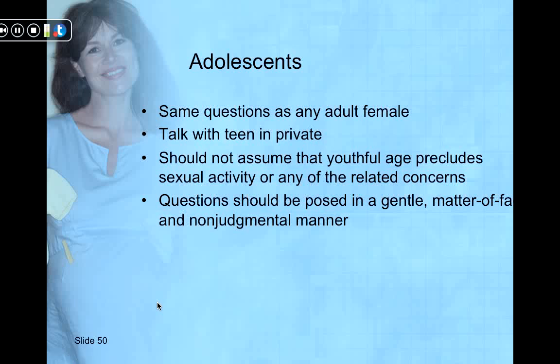Adolescents, you ask the same questions as you would any adult female. If you can talk with the teen in private, please do. There are a lot of times that teens will be open and honest with you, but if their mom and dad are in the room, they may be less open with you. A lot of times I find, even if the children are minors, the parents are okay. They want to get care for the teen. They're okay with them talking to you in private, so you can get a better history, because parents often know that they don't want to put their teen on the spot like that. Some of them do, some of them don't, but try to get an opportunity to talk with them, to develop that rapport, to tell them this is not an exam that we use to shame or punish people.